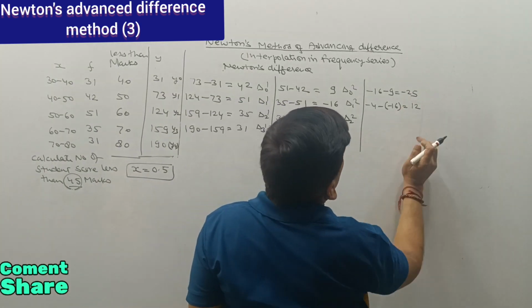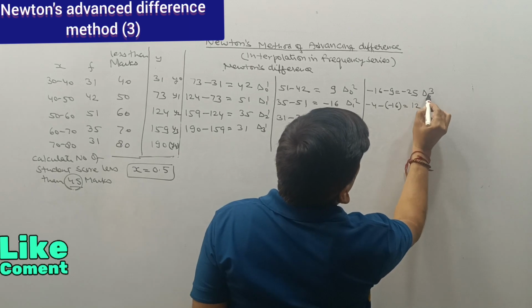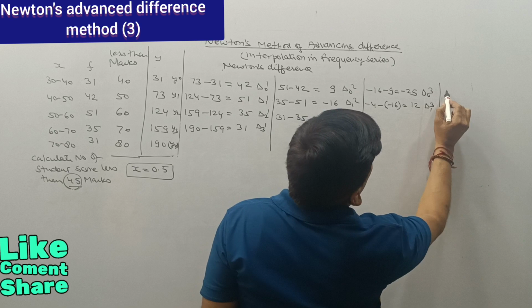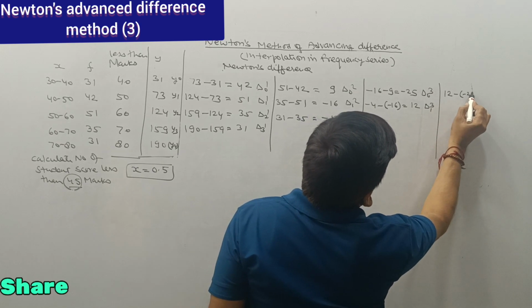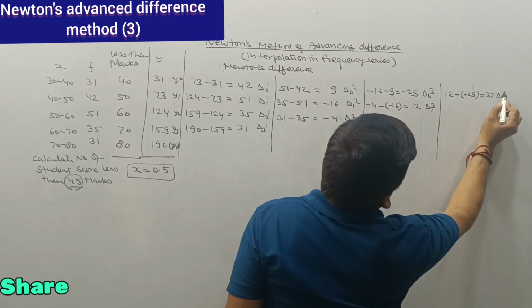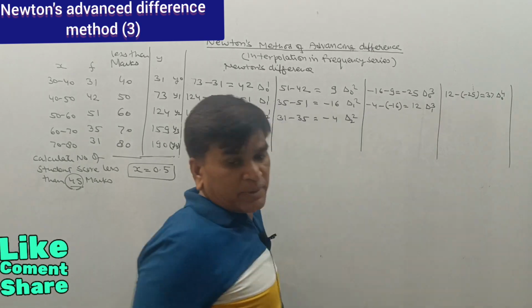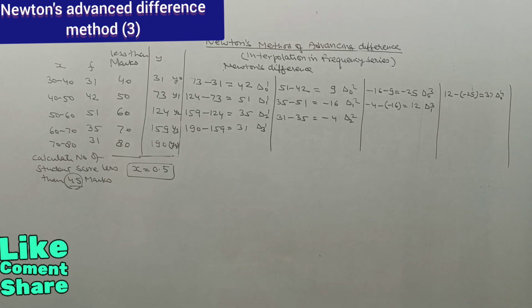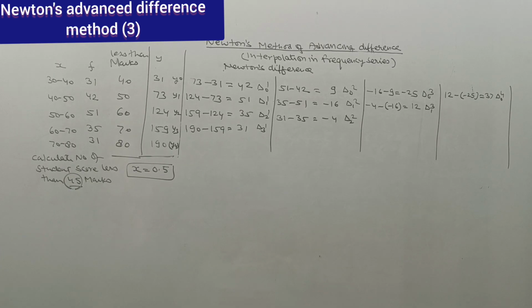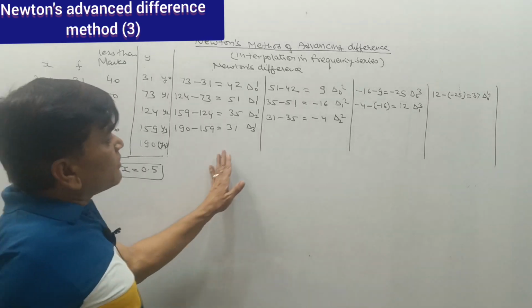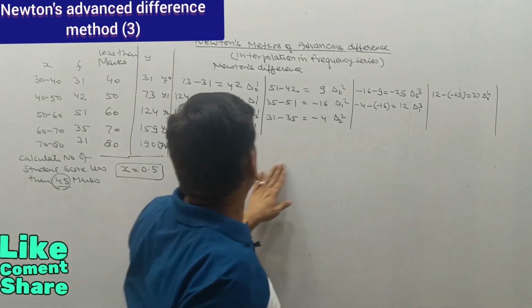This will be delta 03, delta 13, and the last difference 12 minus 25, that is plus 37, delta 04. So we have calculated all the differences related to the Newton method we have taken. Now come to the formula. We have taken all the differences which are required.